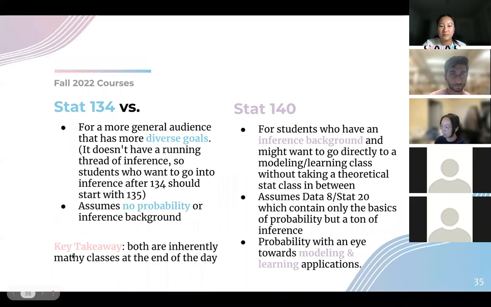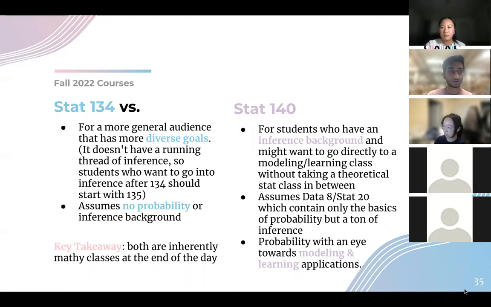Okay, so I think this will answer a lot of people's questions, especially when doing the probability requirement for both stats and data science. So essentially, I know there's classes like EX126 and UR170. There's other probability classes, but I'd say 90% of people will probably fall into one of these two camps, Stat 134 or Stat 140. So Stat 134 is for a more general audience that has more diverse goals.